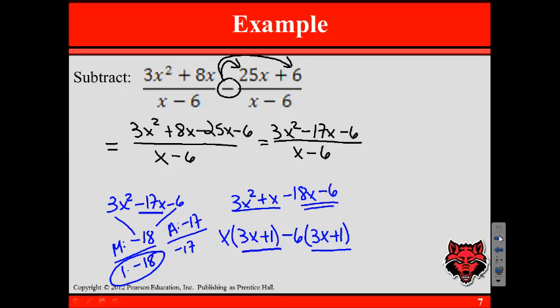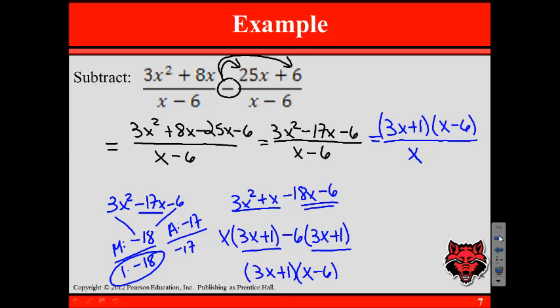Now we have a common binomial. We factor out the 3x plus 1, and it leaves us with x minus 6. So what we were able to do is rewrite the trinomial in the numerator as 3x plus 1 times x minus 6, all divided by x minus 6. So we can see that we have a common factor of x minus 6 in the numerator and denominator. We cancel those, and the final answer will be 3x plus 1.